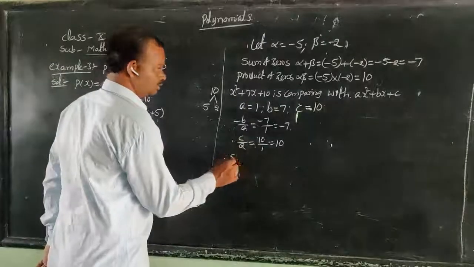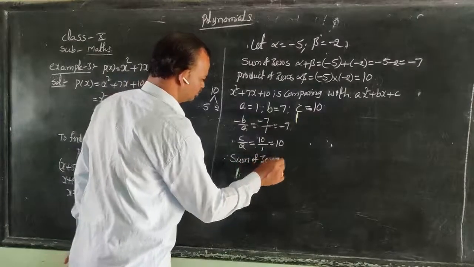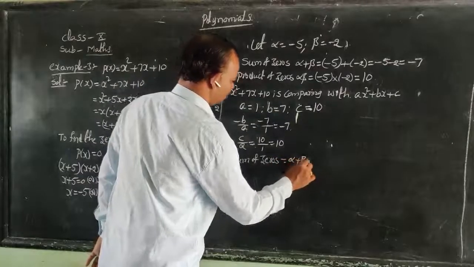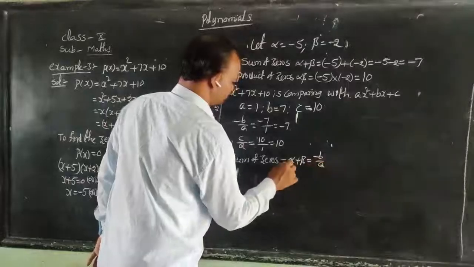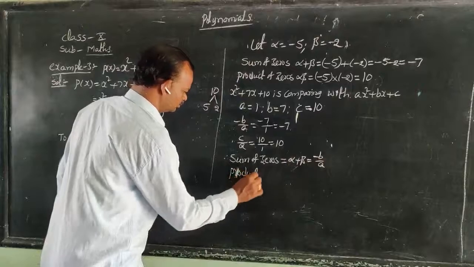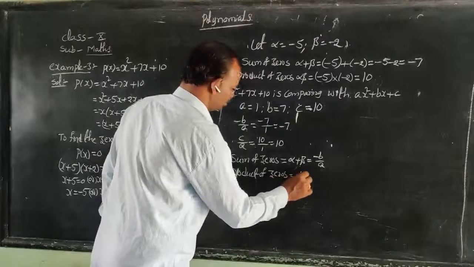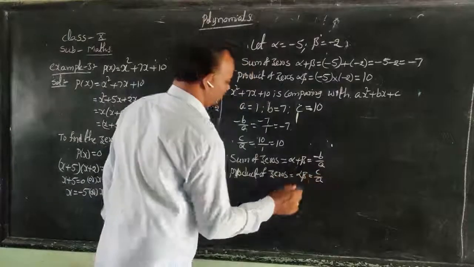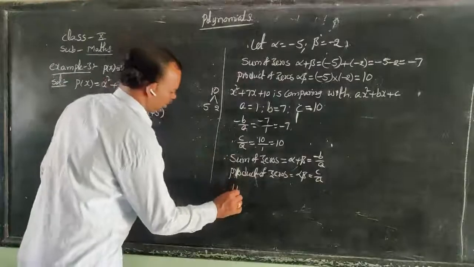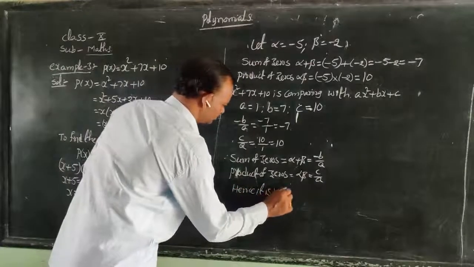Therefore, sum of zeros alpha plus beta is equal to minus b by a, and product of zeros alpha into beta is equal to c by a. The relationship is satisfied, so it is verified. Hence, it is verified.